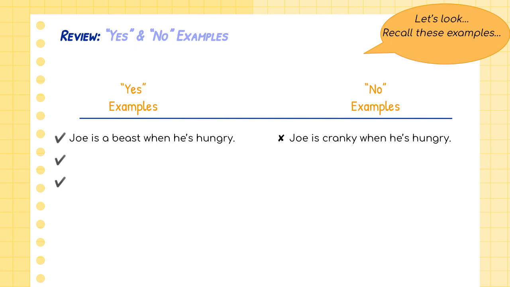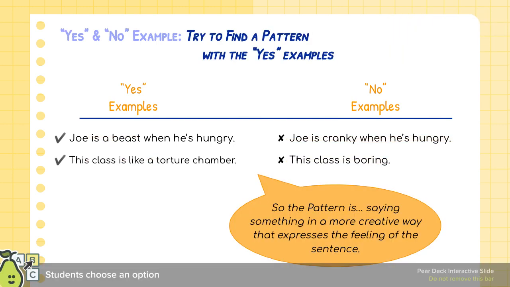Sometimes writers, and even as we're speaking, we use these words and phrases. Joe is a beast when he's hungry. Now, that doesn't literally mean that Joe transforms into a beast, but we understand that it just means he's cranky when he's hungry. Let's look at another. This class is like a torture chamber. We know that's not literally true, right? The class is not literally having torture devices, but we already understand that it kind of means this class is really boring.